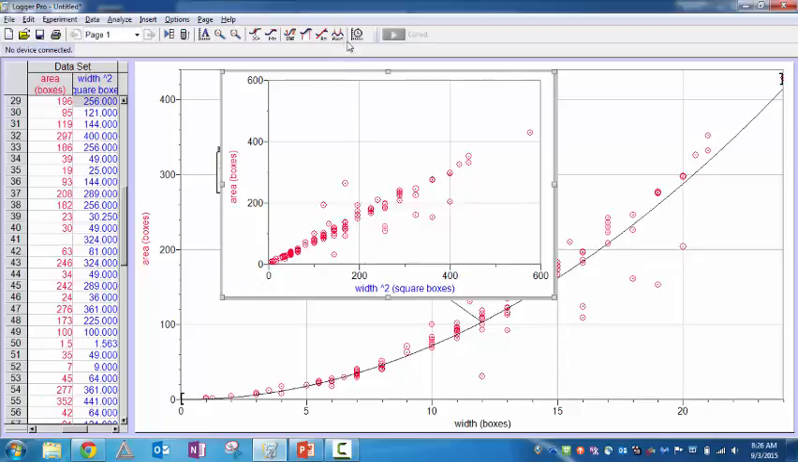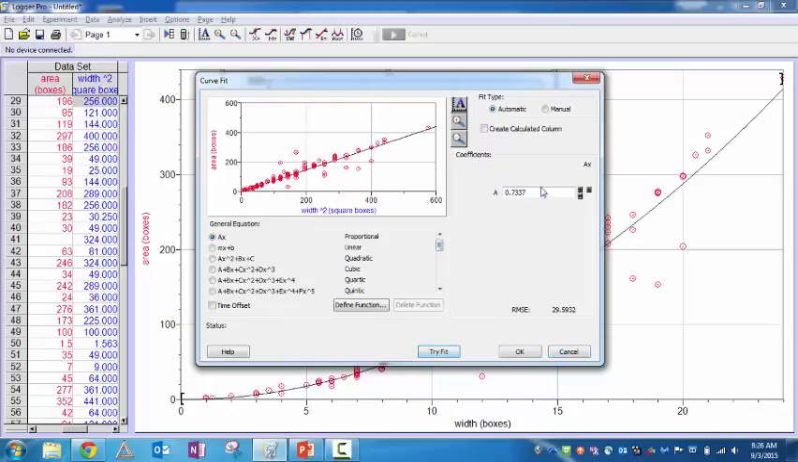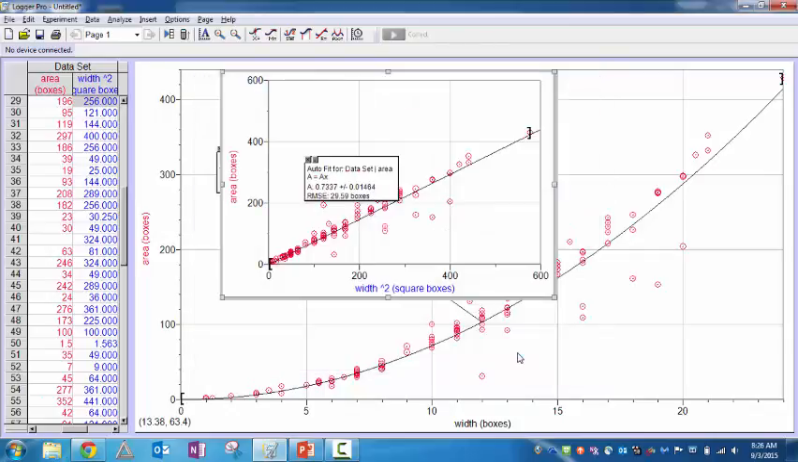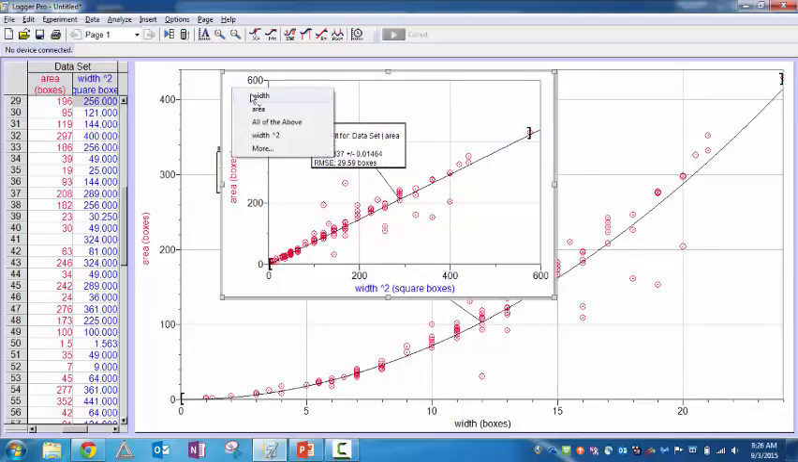That's what I see. To test it, we insert a curve fit and do a simple proportionality with no intercept. You can try that out. We get 0.73, and I don't feel bad about that. If I push OK, my equation, my mathematical model, is that area equals 0.73 times width squared. So the area is 73% of the width squared. That's one way to interpret it.